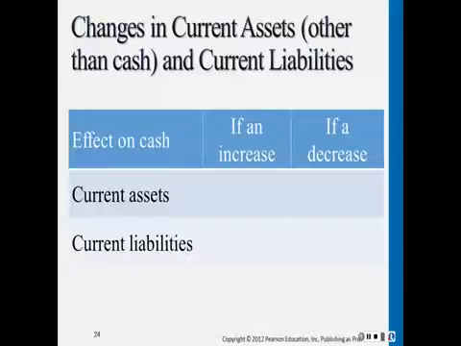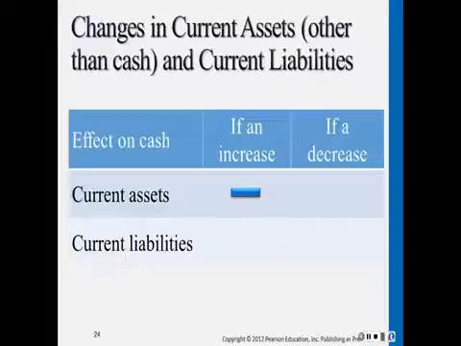Most current assets and current liabilities result from operating activities. For example, accounts receivable result from net sales. Inventory relates to cost of goods sold, and so on. Changes in current assets create adjustments to net income on the cash flow statement. An increase in a current asset other than cash causes a decrease in cash. It takes cash to acquire assets. If accounts receivable, inventory, or prepaid expenses go up, then cash goes down.